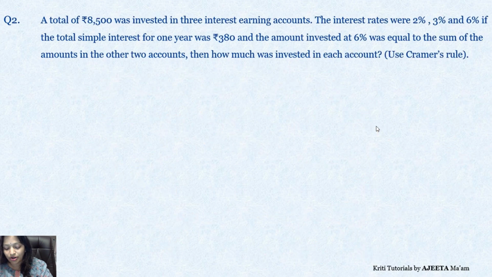Now let's take one word problem for the 3 by 3. Now try to understand what they are trying to say. A total of rupees 8,500 was invested in 3 interest earning accounts.